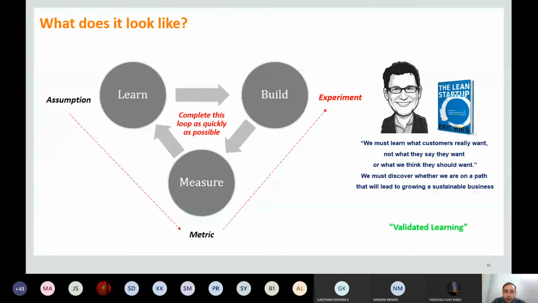And you should not tell them, okay, you need this product, what we think they should want. It's not like that. You should not dictate, and he should not tell that I need only these things in my product. But actually we must discover whether we are on a path that will lead to a sustainable, growing business. We should build a product which will satisfy the requirements of the customer and make him happy, and sometimes more than that, for the value you promised in the product.